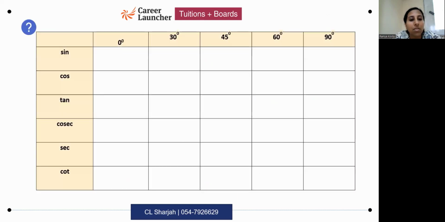What are the trigonometric values for these? Sine 0, sine 30, sine 45, all these. You all know this very well. I don't have to give you time to write. So you know that this will be 0, 1 by 2, 1 by root 2. Just reverse that.